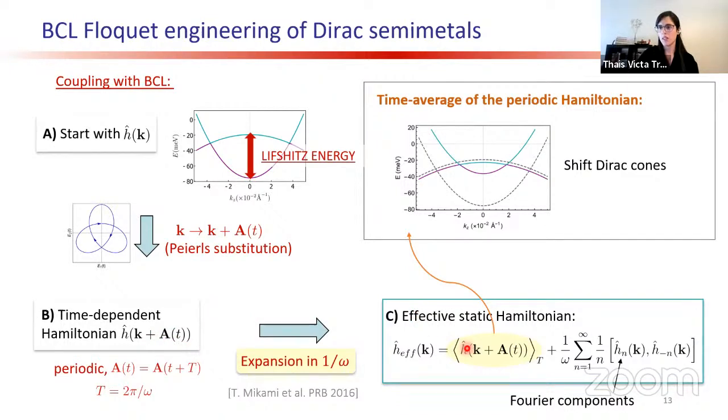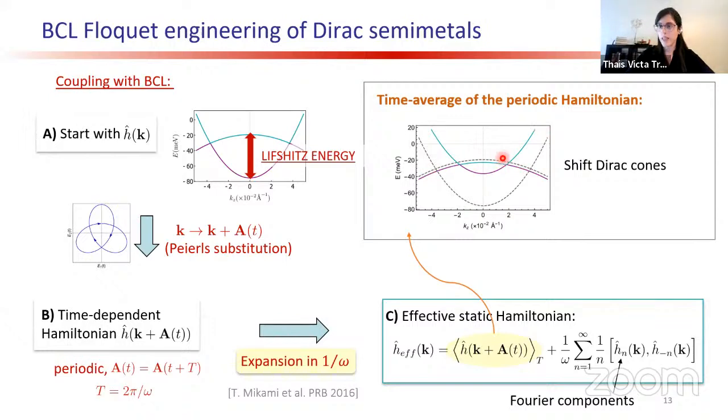And this term doesn't do much for us. So basically what it does is just to dress the original bands without breaking any symmetries. And the only thing that will happen is that we are going to have a relocation of the Dirac cones. So we are going to shift the original Dirac cones to new positions, as you can see here. So the dashed line is before the light, the solid line is after the light.